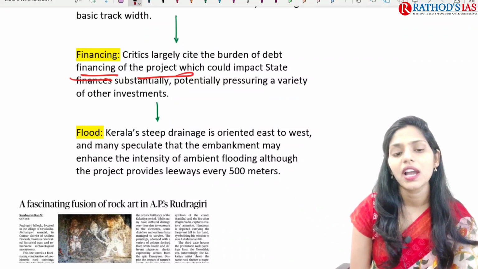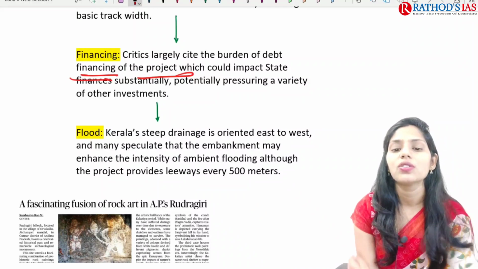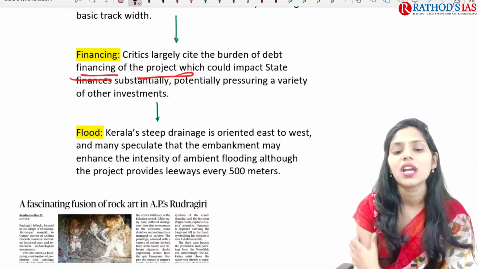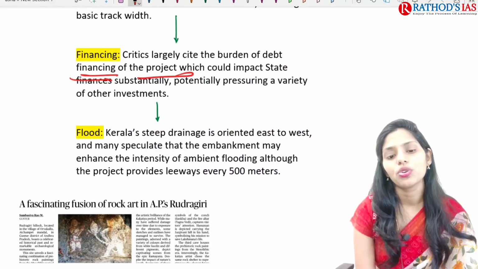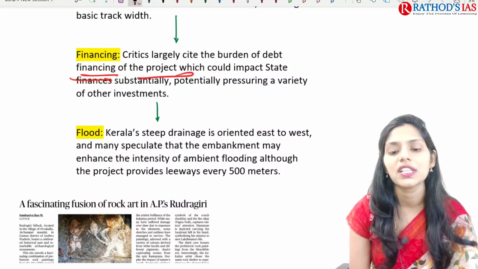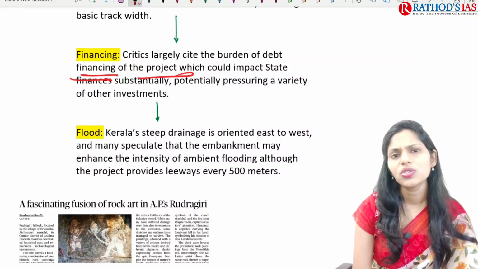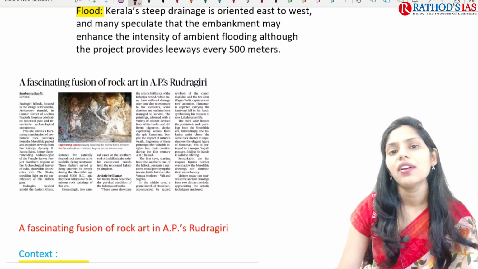Kerala, which has steep drainage and is also oriented east to west, with many embankments, will be impacted because of increasing rainfall or the floods here. Okay, so this is about this topic. And now let us see the next topic.